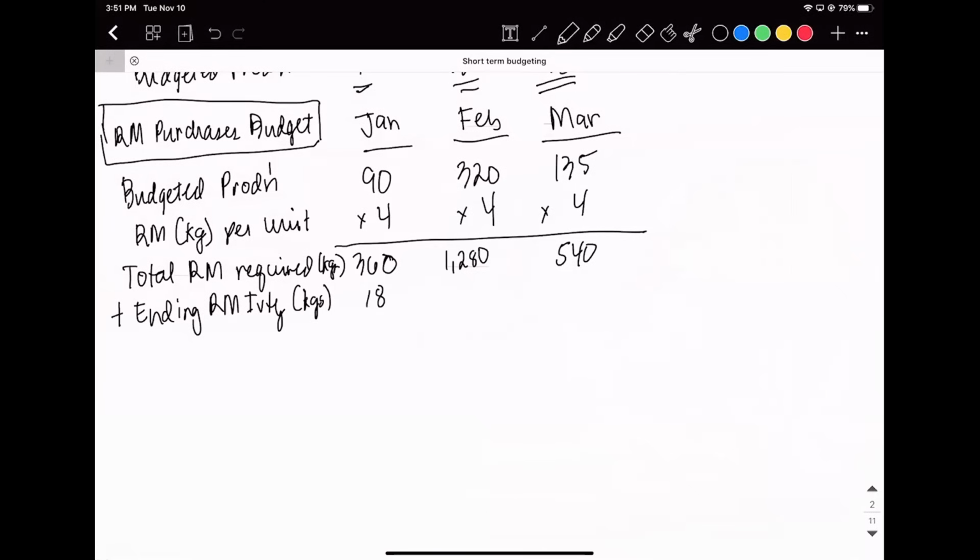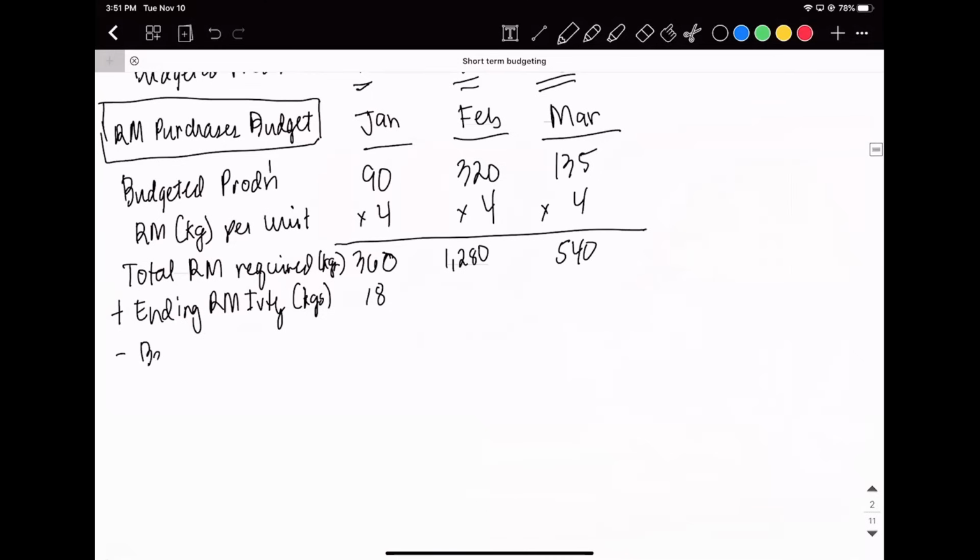Hindi beginning. So, lalagay ko na rin dito, no? So, beginning yung tinutukoy ko. Beginning raw materials inventory in kilograms also. Ayan. So, 15. Ito yung 15 kanina. Okay. Anyway, 18. So, computin muna natin.